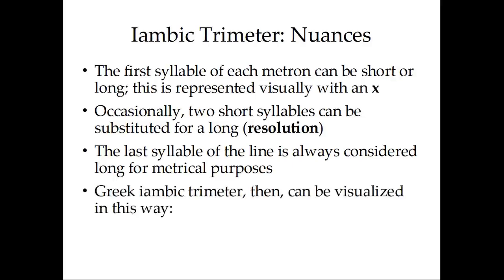Greek iambic trimeter, then, can be visualized in the following way. We have three metra. Those vertical lines divide them up. And we have the X as the first in each of these metra, and it basically tells you that that syllable could be long or short. And then we have the horizontal line, which indicates that we need a long there. And then the U, which indicates that we need a short there. And again, that last syllable actually should probably have an X there, because it could be short or long. But this is the basic pattern we see for iambic trimeter.